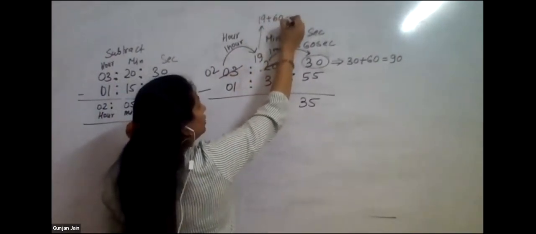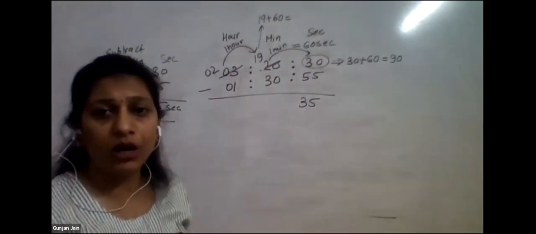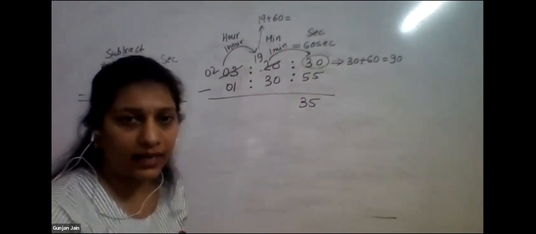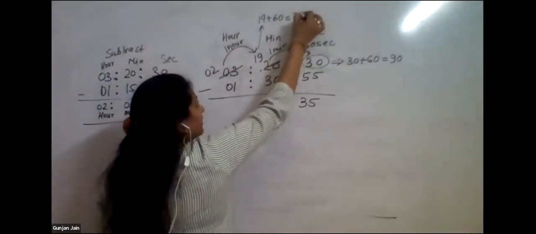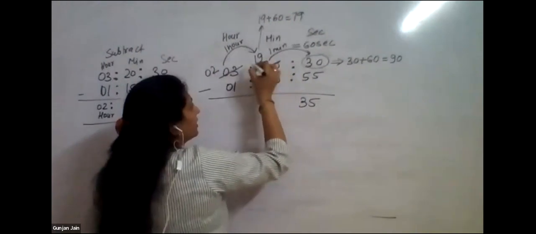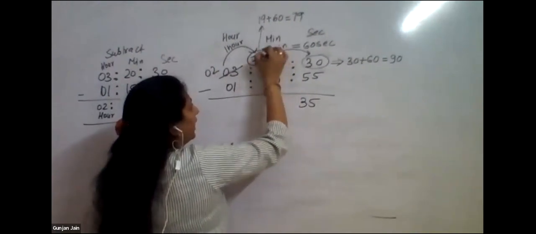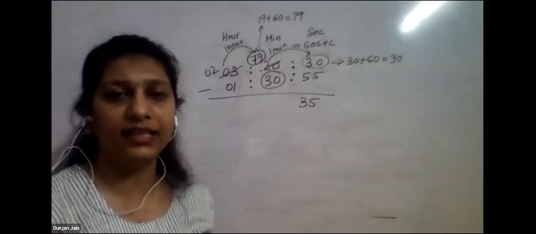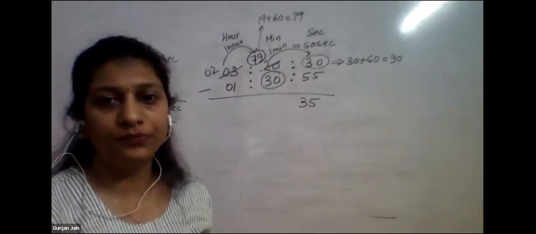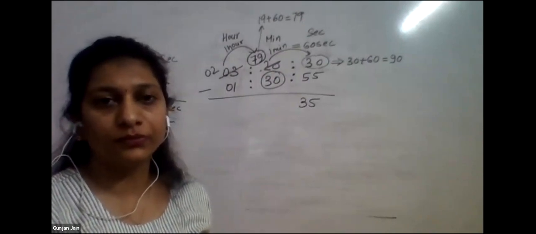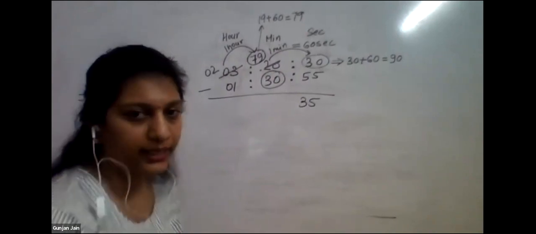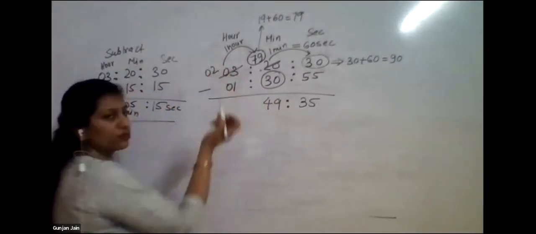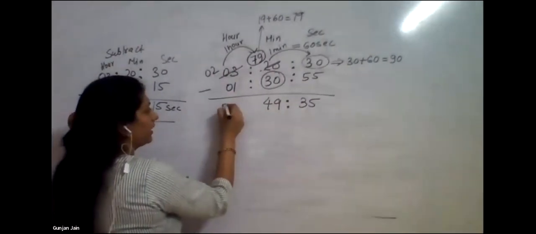That is equal to how much? 19 plus 60 is what? 79. Now, can you subtract, having 79 now? 79 minus 30 is how much? 49, correct. So this is the answer here. Answer is 49. Now 2 minus 1, no problem. It is already big. So 2 minus 1 is 1.